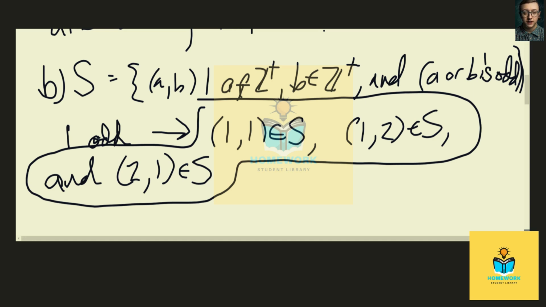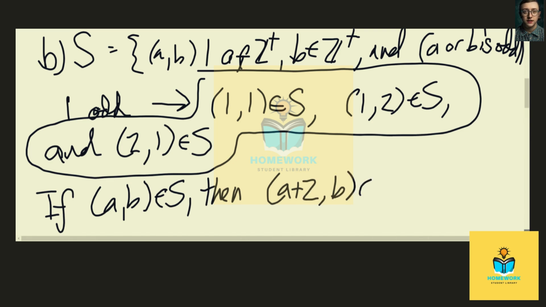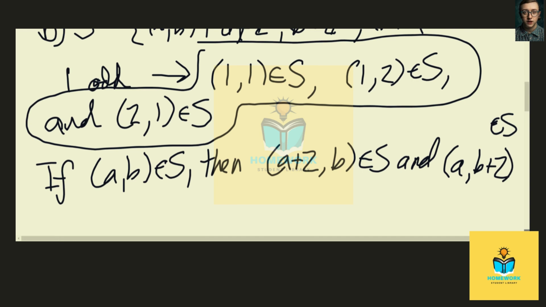And we know that all the other points can be obtained by adding 2 to one of the coordinates or both, because then we preserve the oddness of the coordinate. So it follows that if (A, B) lies in S, then we have that (A plus 2, B) lies in S, and (A, B plus 2) lies in S. And we could technically add 2 to both, but this is really the same as adding 2 to one coordinate and then adding 2 to the other coordinate for the new pair. So this is a good enough definition.